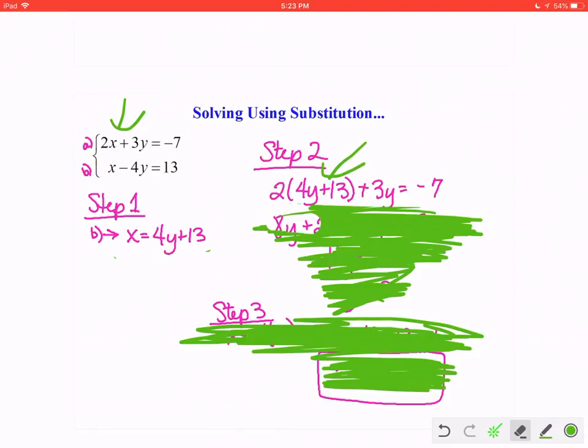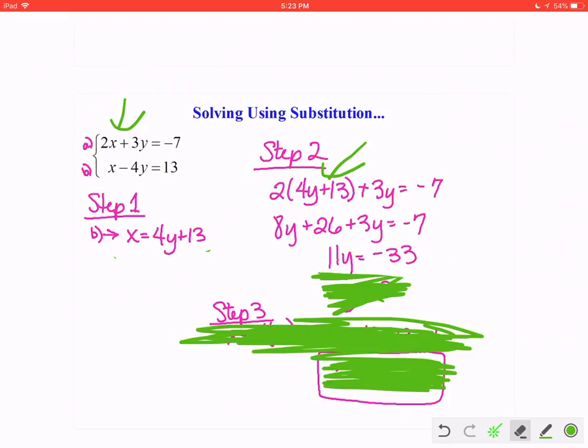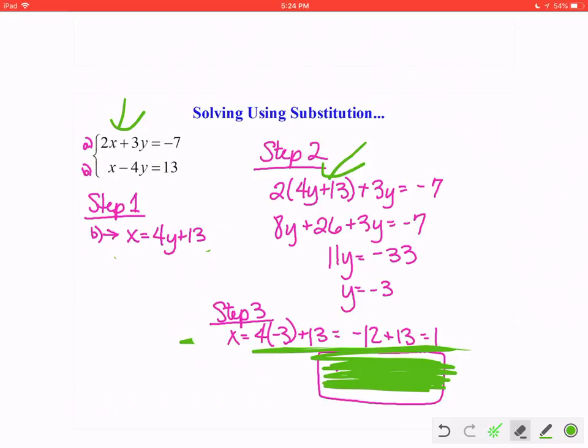Then you solve for y, and this is just some algebra. You distribute, combine like terms, then divide. And then you get that y equals negative 3. Once you have y equals negative 3, you can use the negative 3 as your y value in the other equation and solve for x that way. So x, in this case, equals 1. And always remember to put your solution as an ordered pair. So 1 comma negative 3.